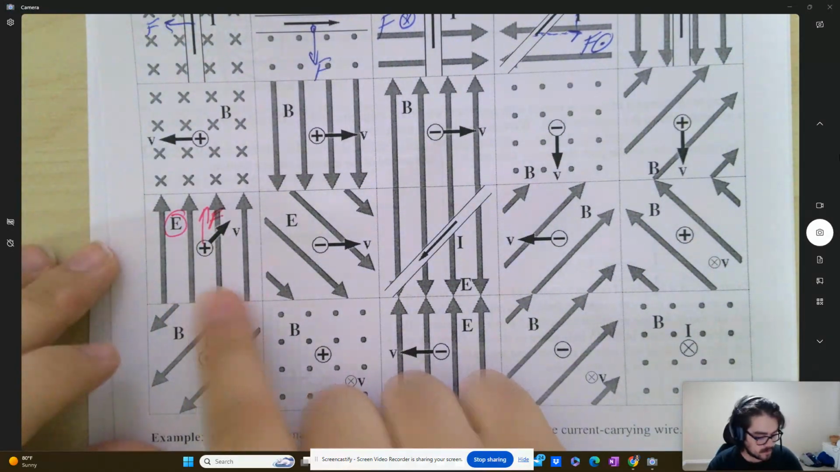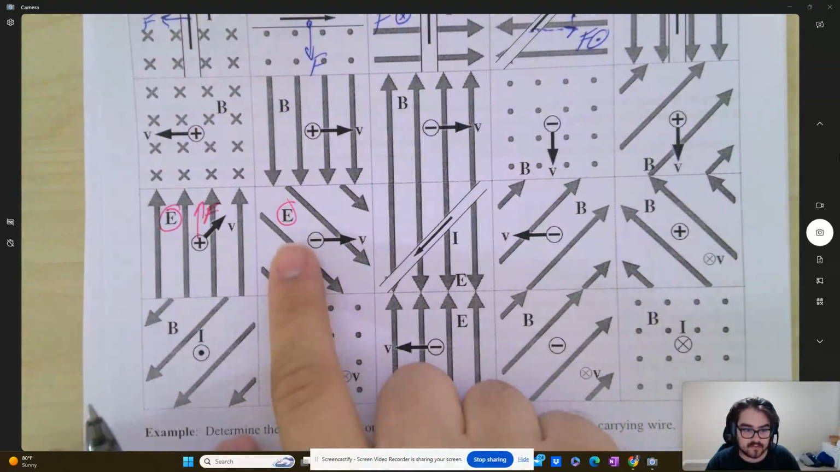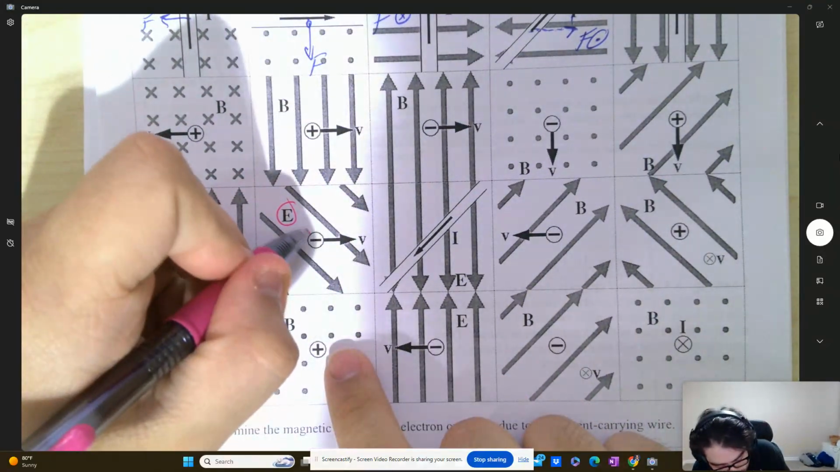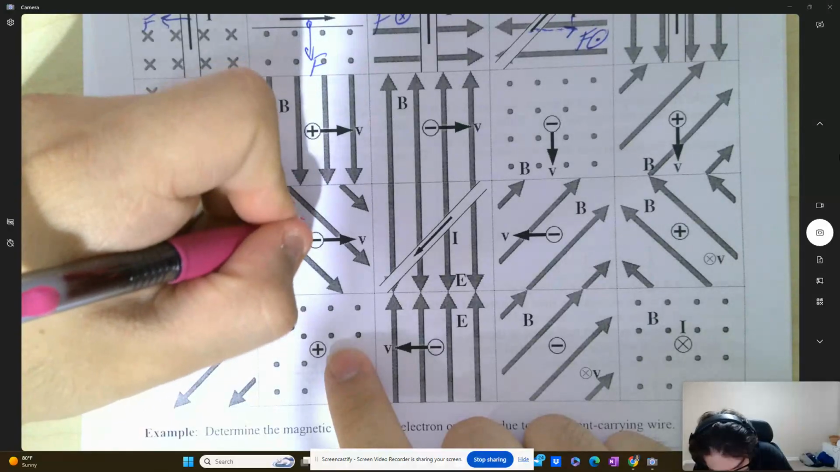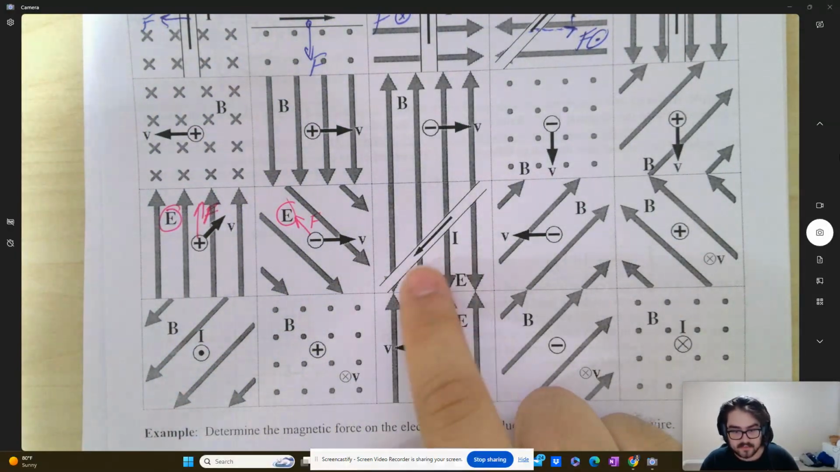Again, E field. Note that. Make sure you read these carefully, right? E field. That's going to go diagonal up and to the left. Okay, down and to the left. Okay, so here we go.